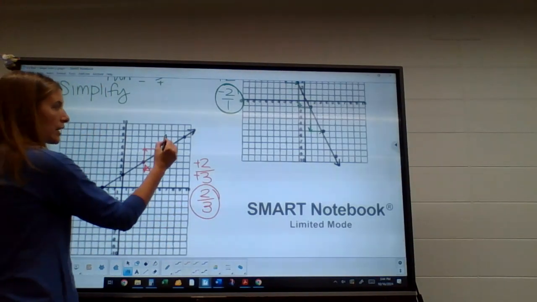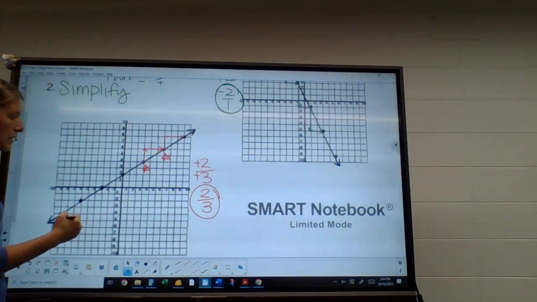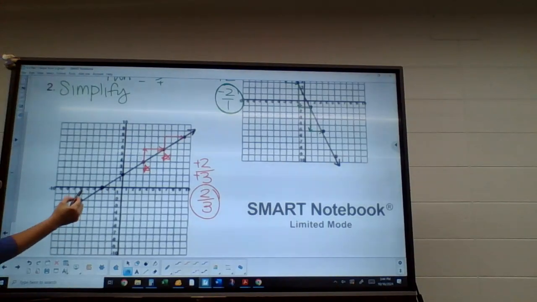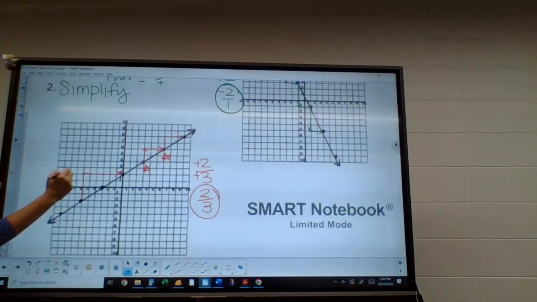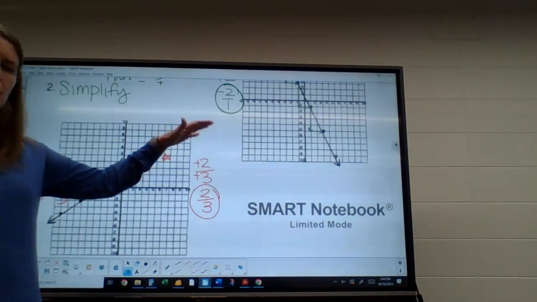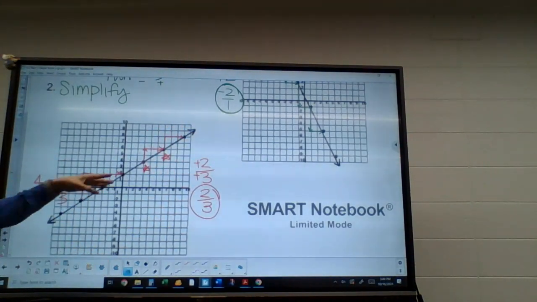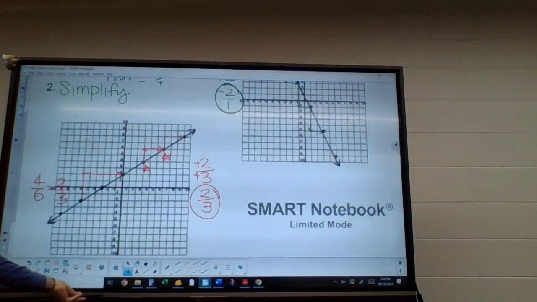And again, you can check other places, up 2 over 3. If you go further apart, you just have to simplify that more. So if I did this one, it'd be 4 over 6, which would still just be 2/3. So my slope is the same throughout my whole graph, but this time it's positive because we're going uphill there.